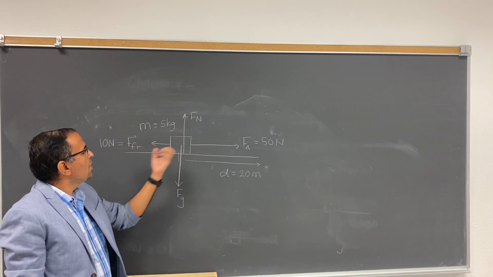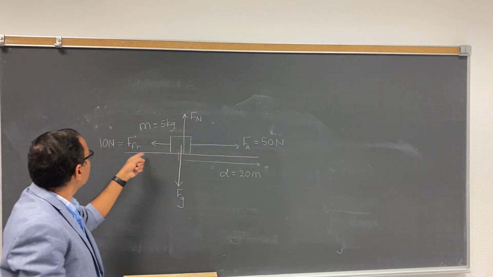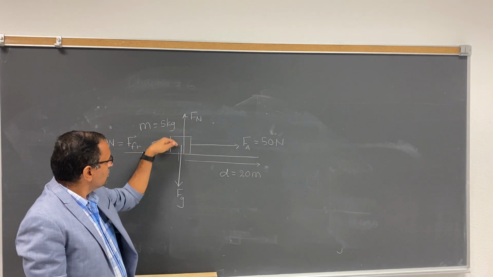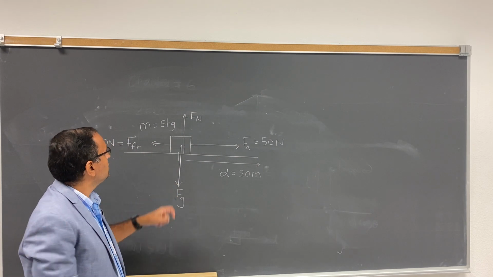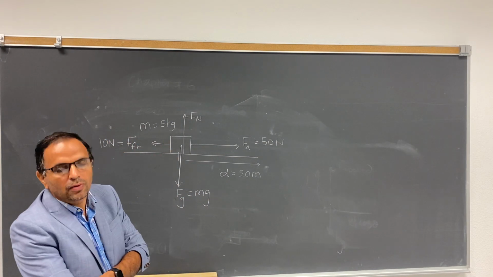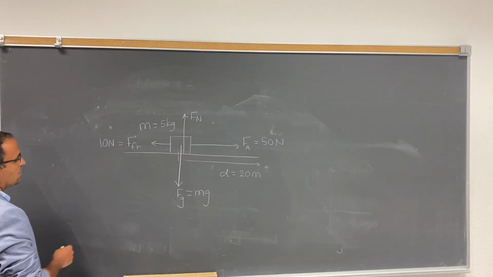So here I have an object. My applied force is 50 Newton to the right. There is a friction force, 10 Newton to the left. And the other forces here are gravity, F of G, which is mass times gravity, and there is a normal force. So the question here is, calculate the work done by each force.